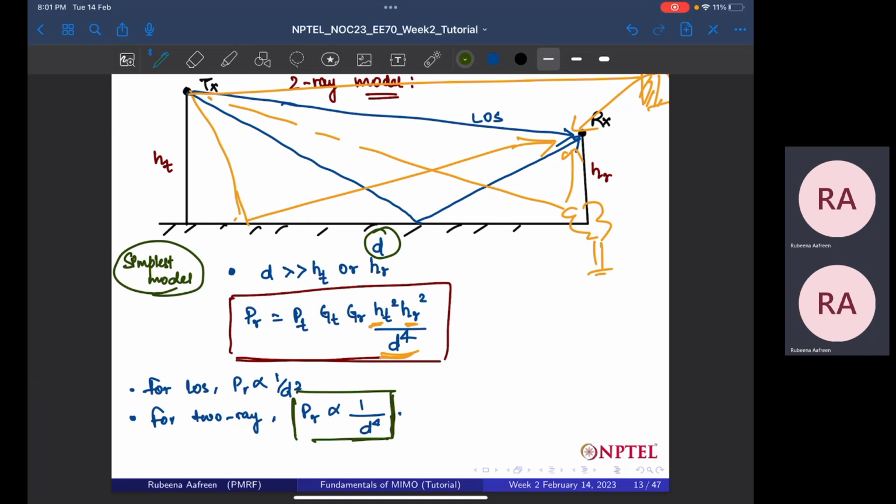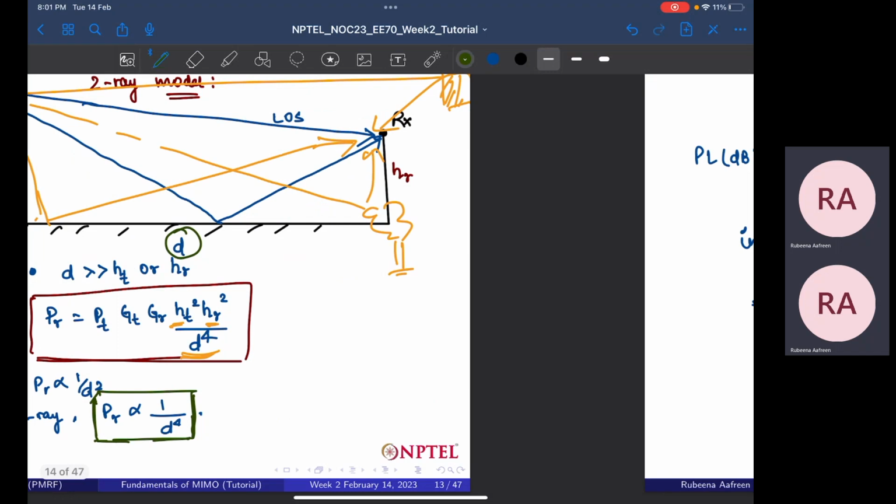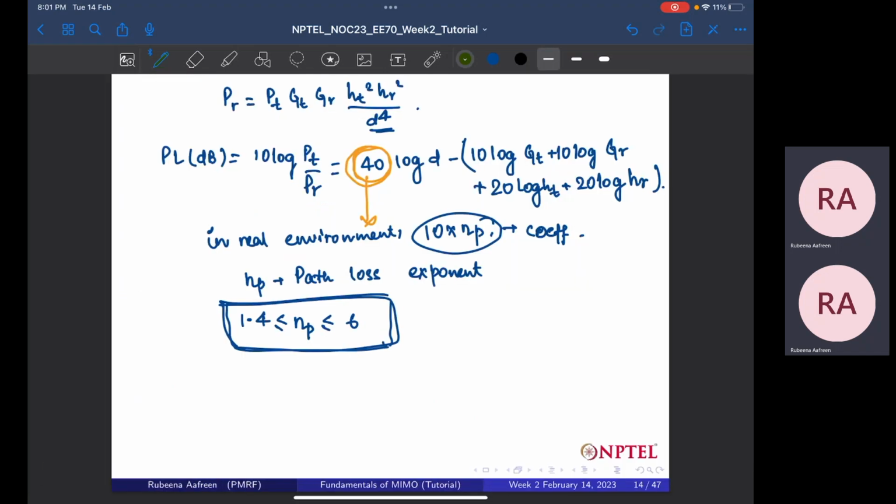So for line of sight communication, the received power was varying as 1 upon d square. We added one reflection component and it is now varying as 1 upon d to the power 4. But in practical scenarios, there will be more signals that come from reflection. So how do we model path loss in that case?